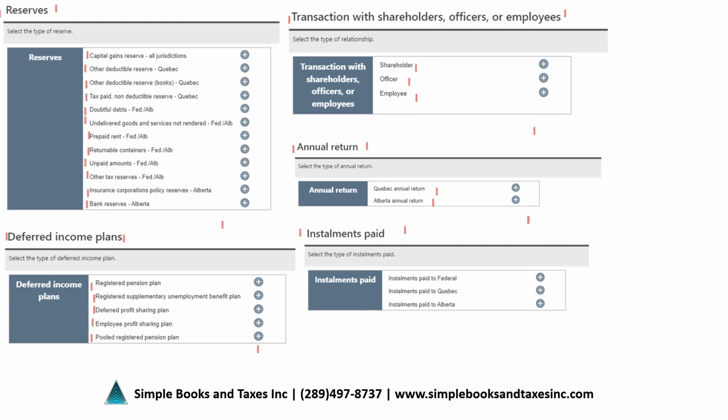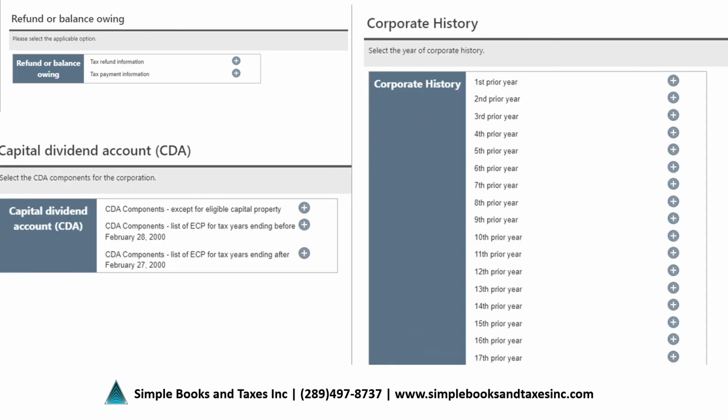Installments paid. Installments paid to Federal, Quebec, or Alberta, then we press on next. Also, the following does not apply in our example: refund or balance owing, tax refund information, tax payment information, and then we press on next.